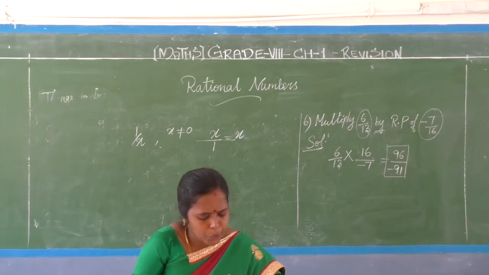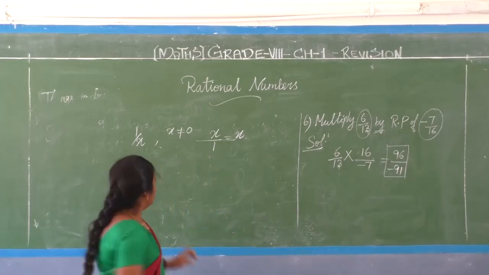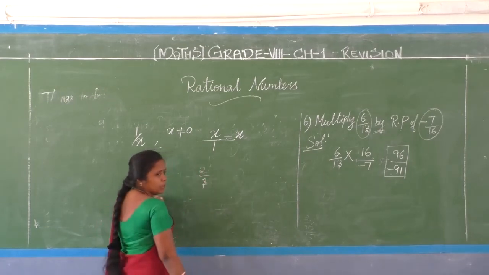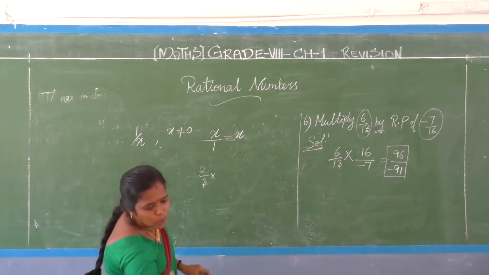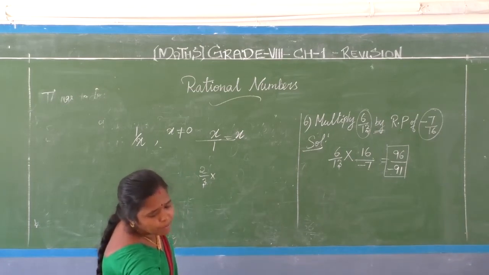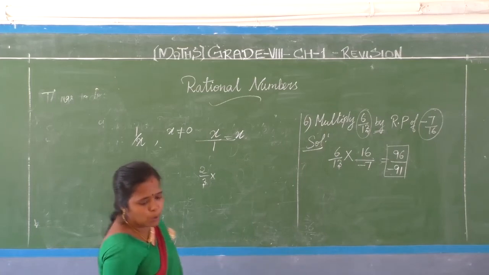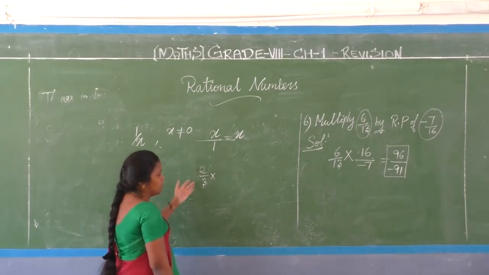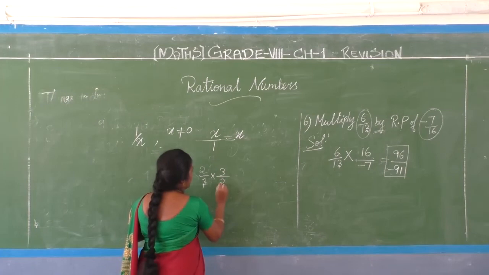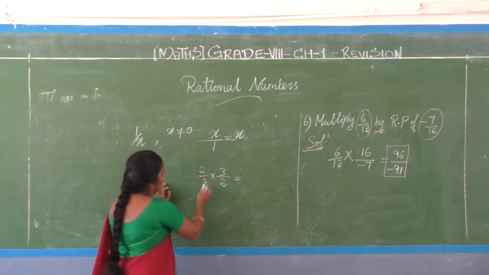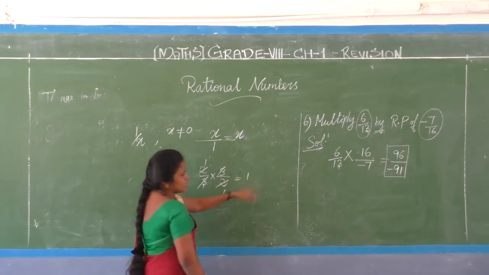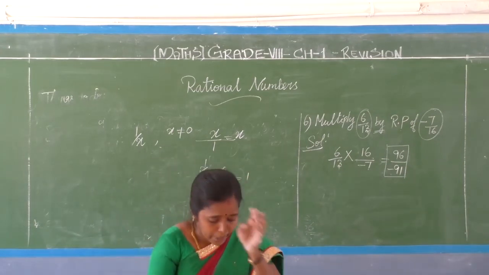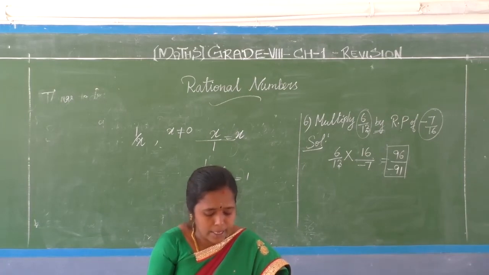Last question. The product of two rational numbers is always a rational number. One more. The reciprocal of a positive rational number is always positive only. For example, 2 by 3, a positive rational number. What does the question mean? The reciprocal of a positive rational number is dash. Here I have taken a positive rational number, for example 2 by 3. What is its reciprocal? 3 by 2. We can simplify it. It is positive. So in general they are telling the reciprocal of a positive rational number is always positive.